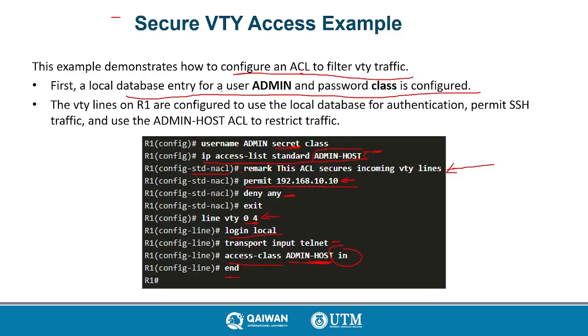So this is how you will secure a VTY. You will put an access list, and that access list that you created before has only one IP address. It will tell them to only allow that IP address to access line vty 0 4.